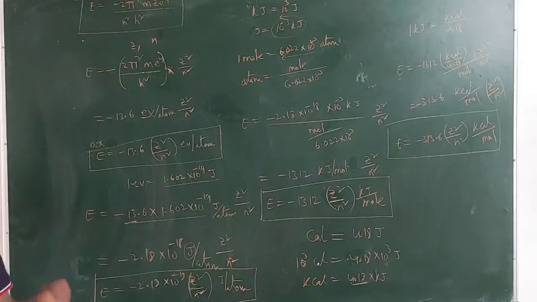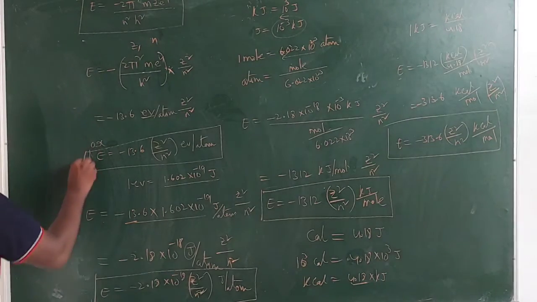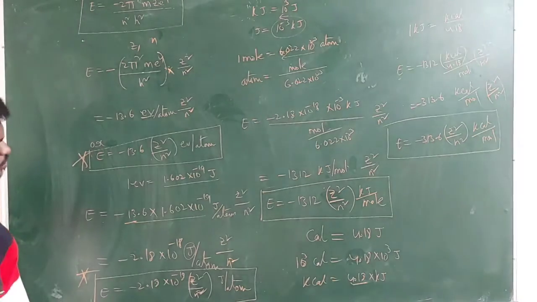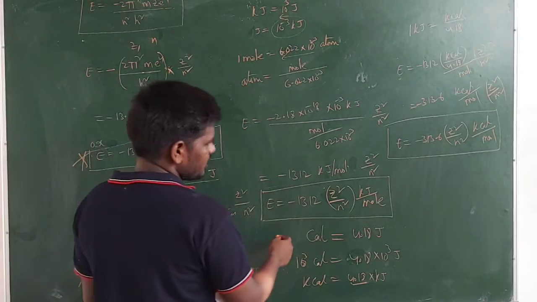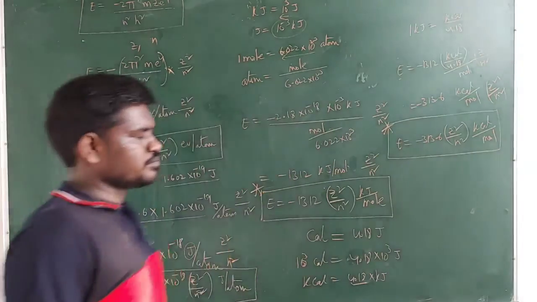You see here there are 4 different units for the energy of electron. Electron volt per atom. And the next one, joule per atom. So mostly we will use this one and this one. And here kilojoule per mole. And here kilocalorie per mole.